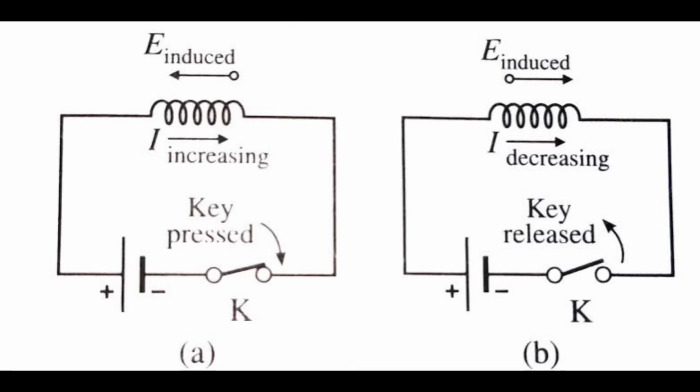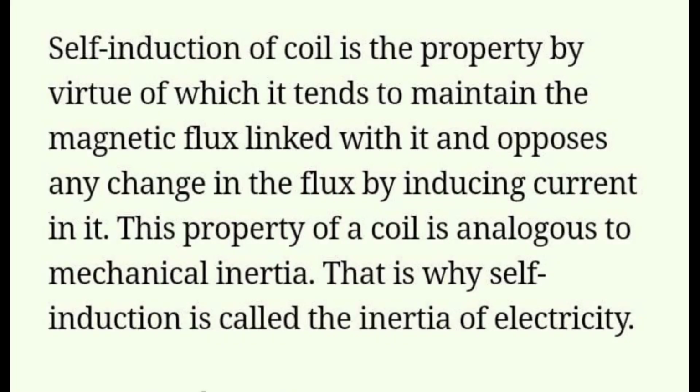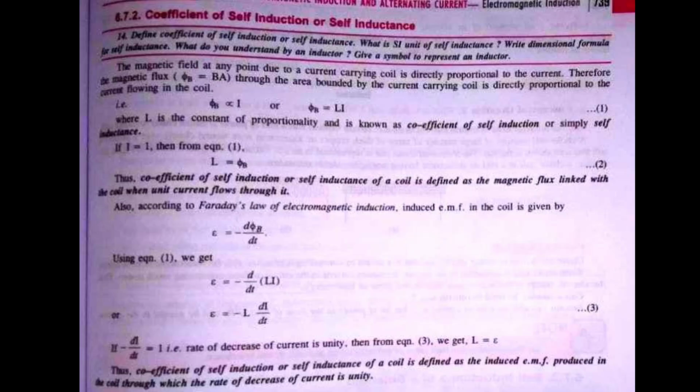This property of the coil, which opposes the growth or decay of the current, is called self-induction. Self-induction is also known as the inertia of electricity, as it opposes the growth or decay of the current in the circuit. Magnetic field at any point due to a current carrying coil is directly proportional to the current. Therefore, the magnetic flux through the area bounded by the current carrying coil is directly proportional to the current flowing in the coil.